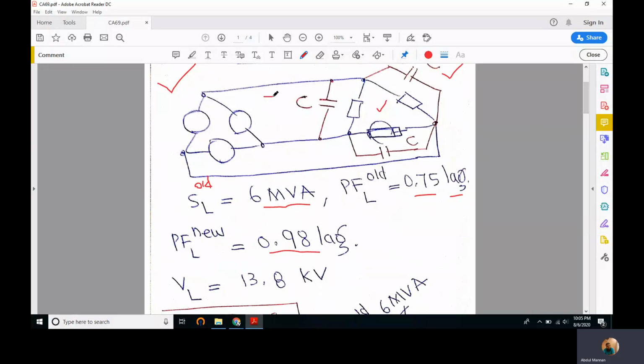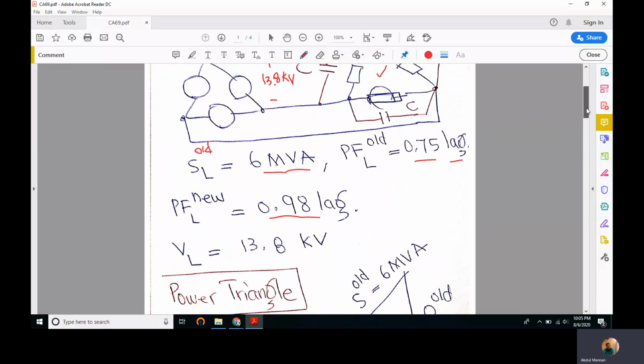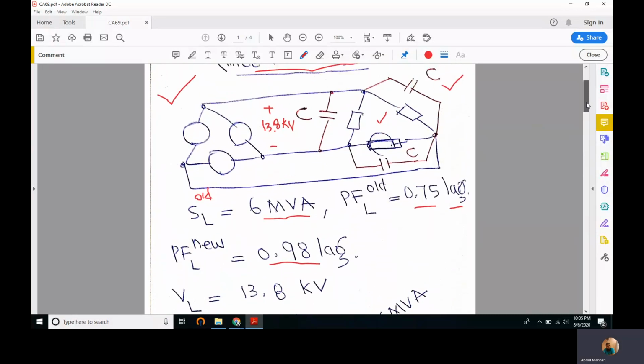Whereas the line voltage, the one between any two lines, the magnitude of it is 13.8 kilovolts. So with all these things given, we are required to find the value of the capacitor that we should connect in each phase, through AB, BC, and CA.